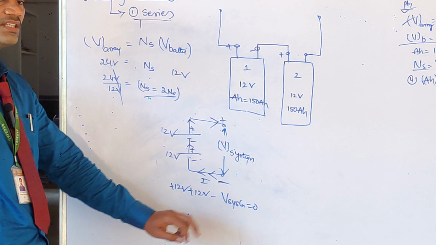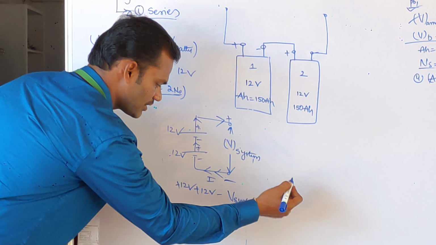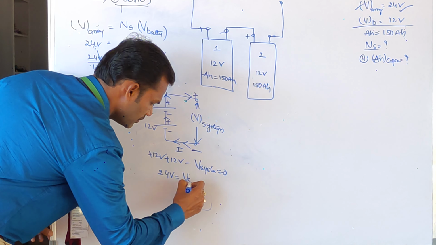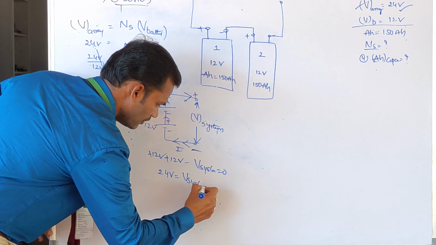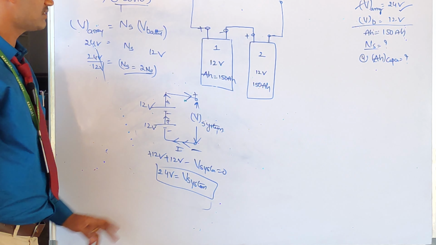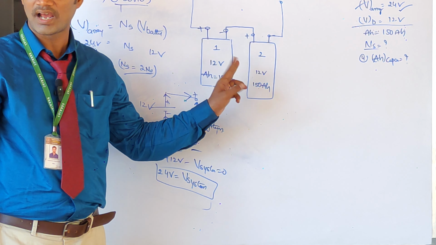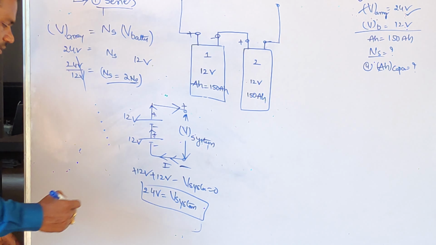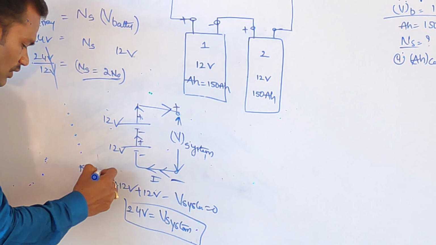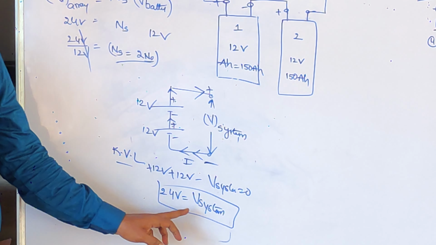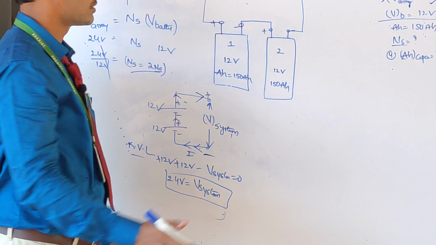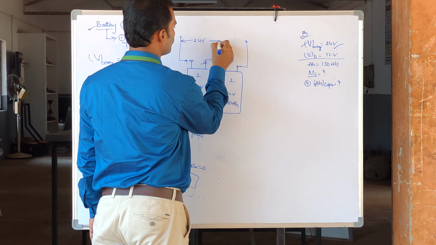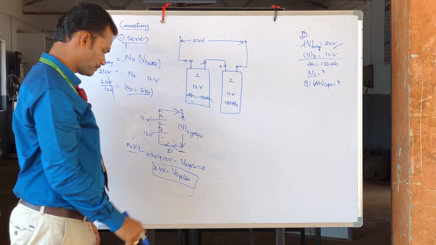So now we require the system voltage. So I am sending this negative term to the right hand side. So 12 plus 12 is how much? 24 is equal to V system voltage. So I can directly say that these are in series, I can directly add them, but you may get confused about how it actually works. This is nothing but the application of Kirchhoff's voltage law. And what is the system voltage now? 24 volts. Now what is the output voltage of this system? 24 volts is the system voltage.